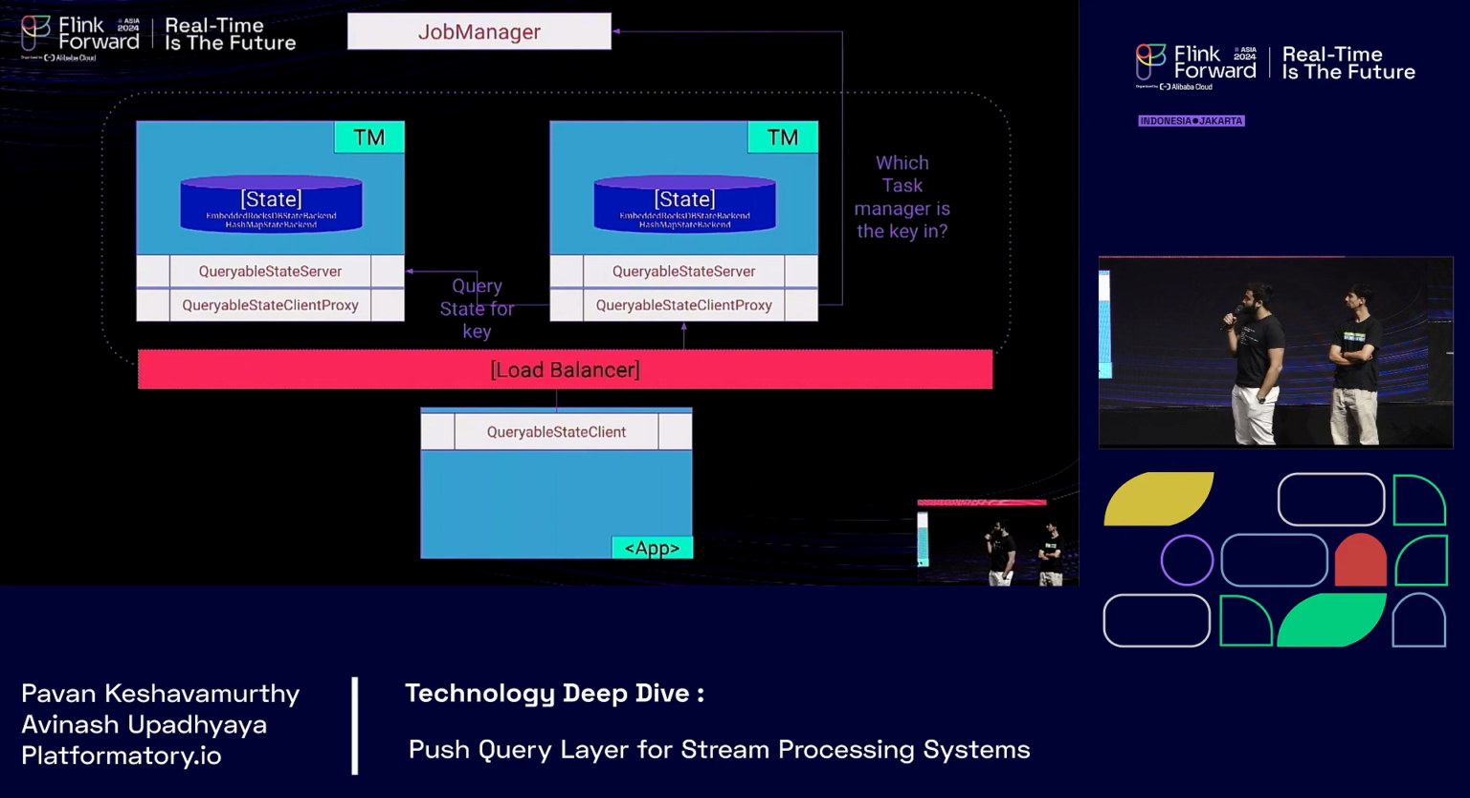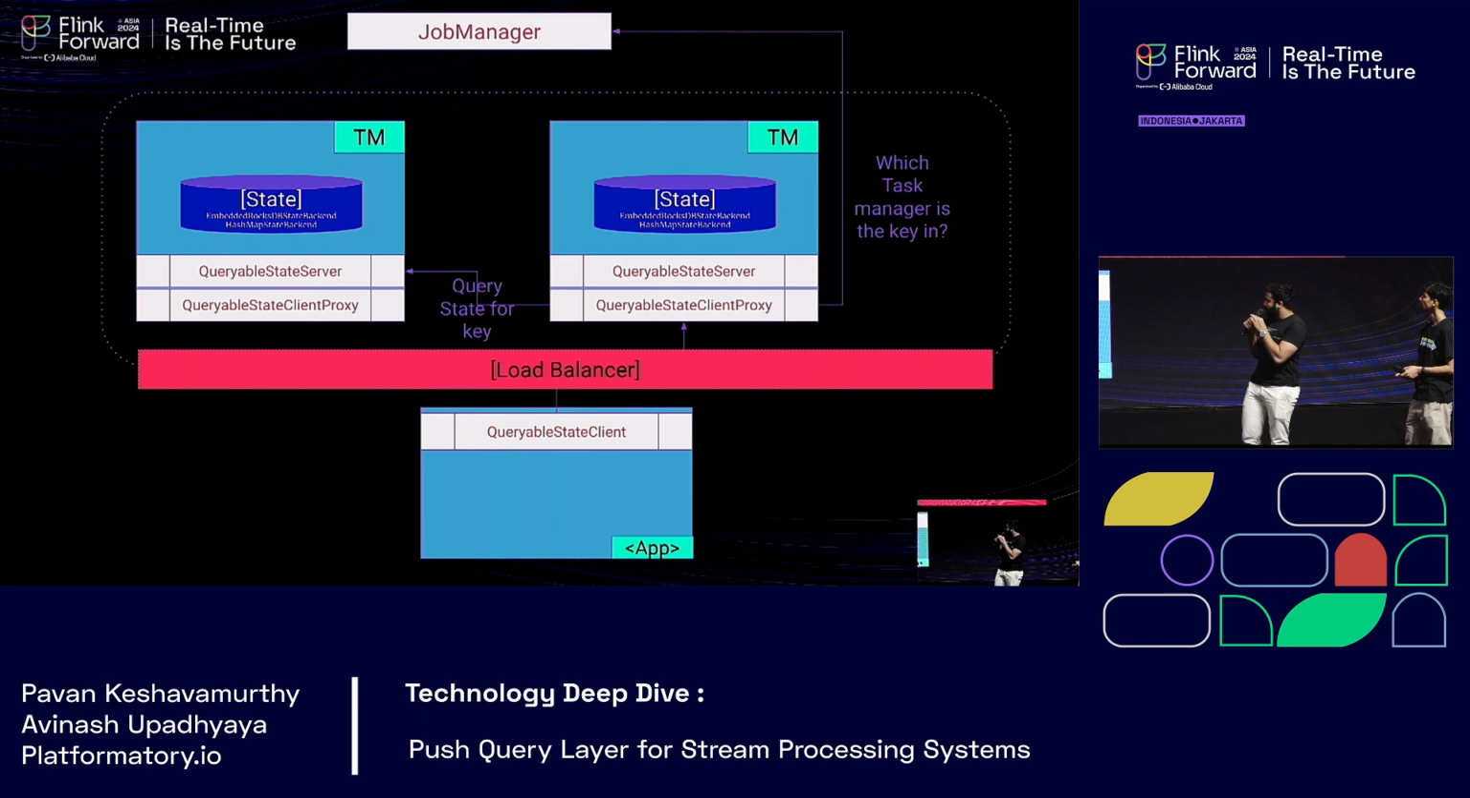The state backend can either be the embedded RocksDB or the hash map state backend. Those are the two types of state backends that Flink supports. But let's talk about how this actually happens in practice. You have a queryable state client which will talk to any of the task managers. You can load balance across the various task managers that you have, and it makes a request to the queryable state client proxy, which then talks to the job manager to understand where a particular key is.